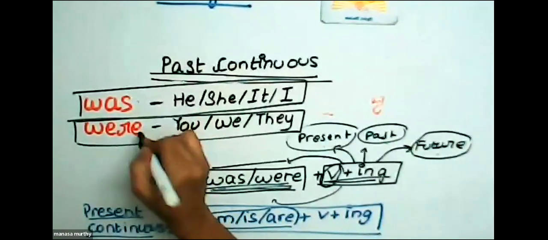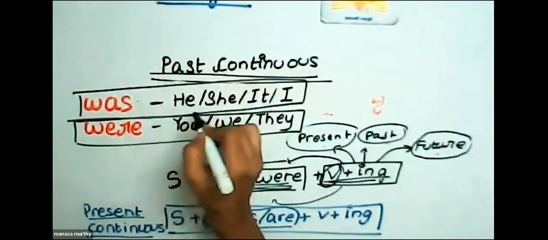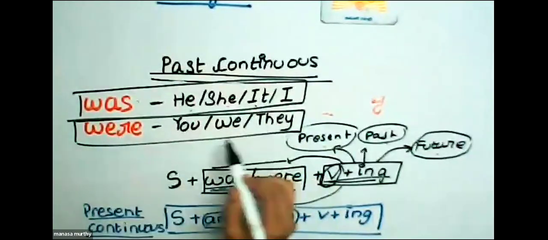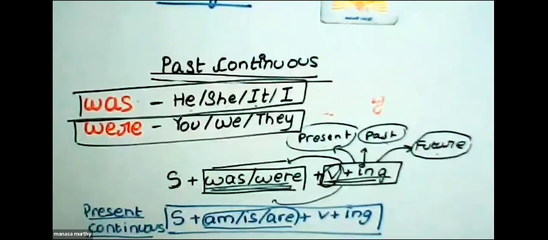We use was or were for these subjects. Was is being used for I, he, she, it. We use were for you, we, they. I was playing cricket yesterday.